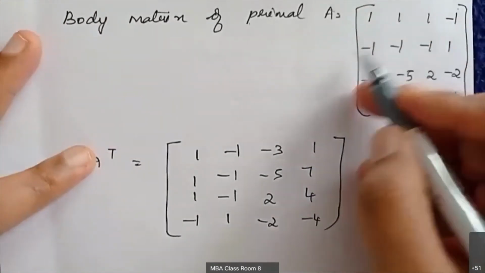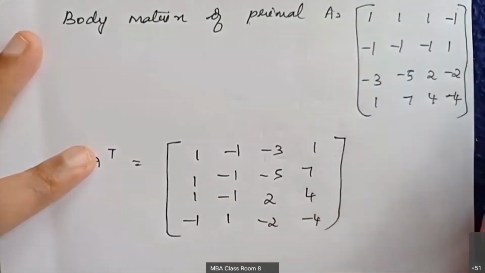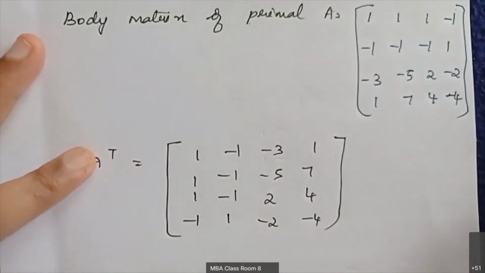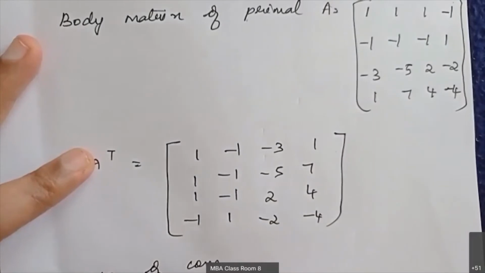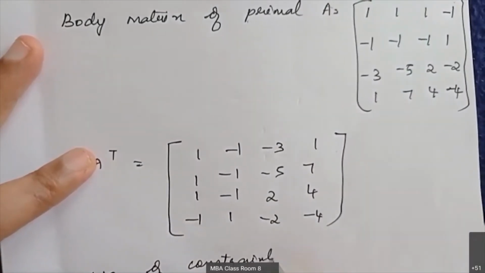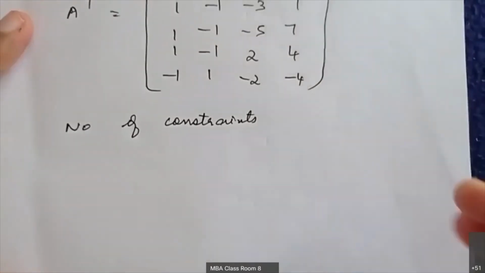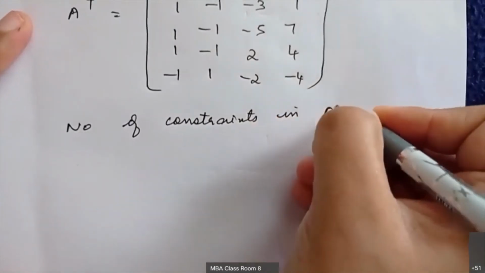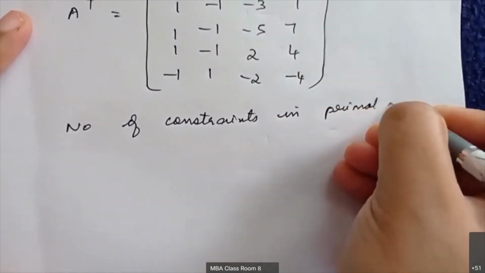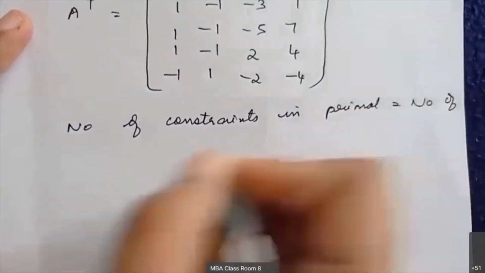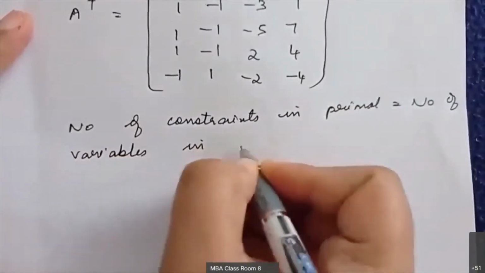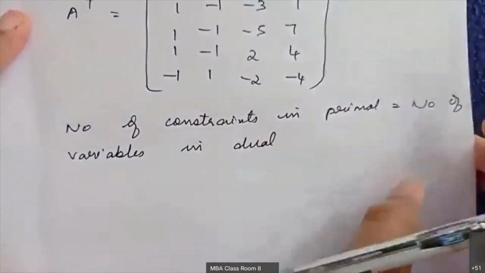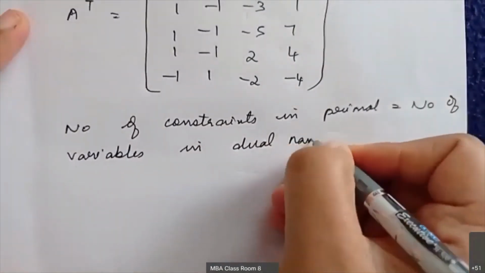We have 4 constraints, so we'll have 4 variables in the dual. Number of constraints in primal is equal to number of variables in dual. And we have to name them.